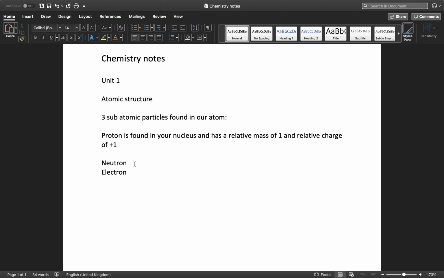So then your neutron is found in your nucleus, of course. Neutron is found in your nucleus and has a relative mass of 1 and a relative charge of 0.